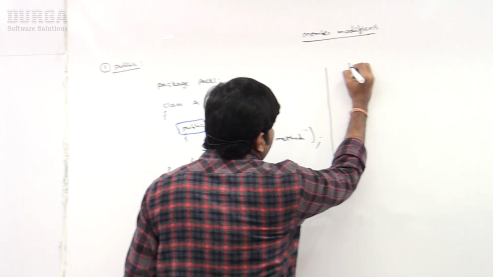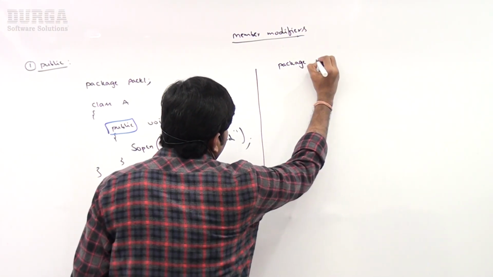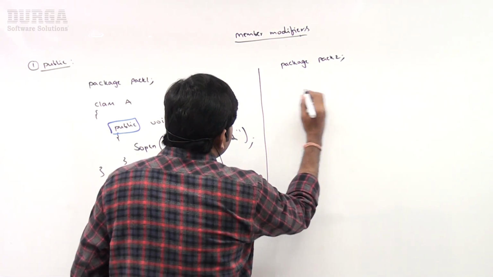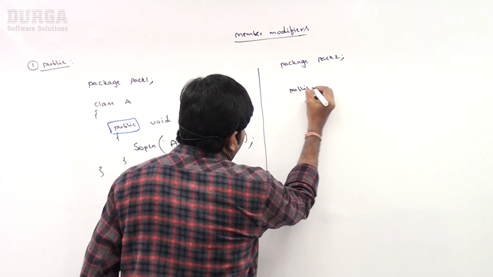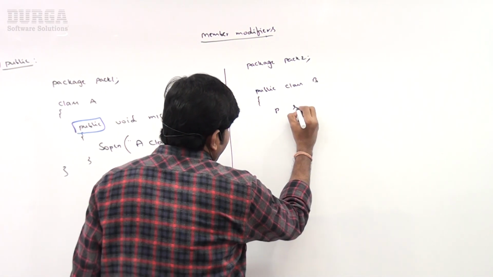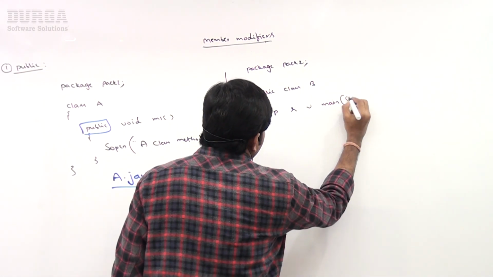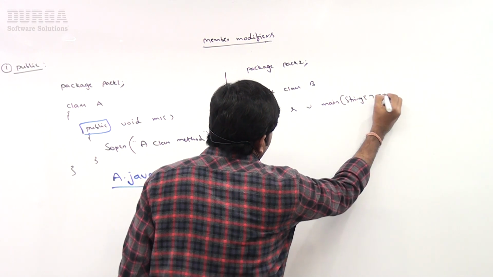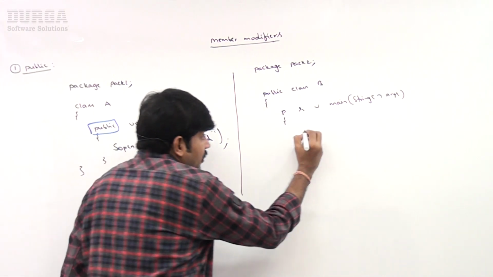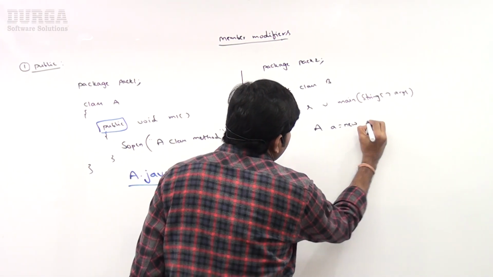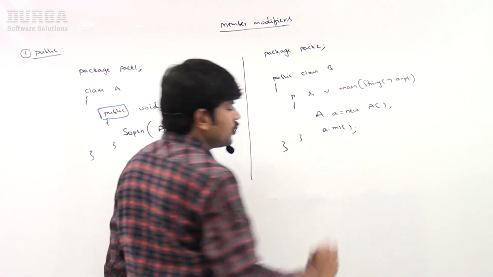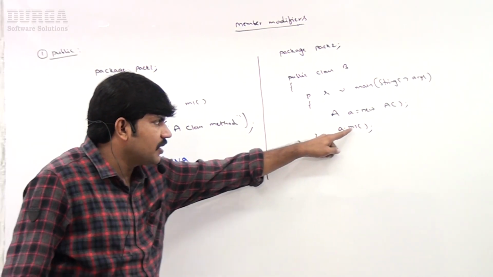Here observe, package pack2. It is a different package. Now here I am taking public class B, with public static void main(String[] args). My target is A a = new A(); and then I am calling a.m1(), creating an object and then calling a.m1.